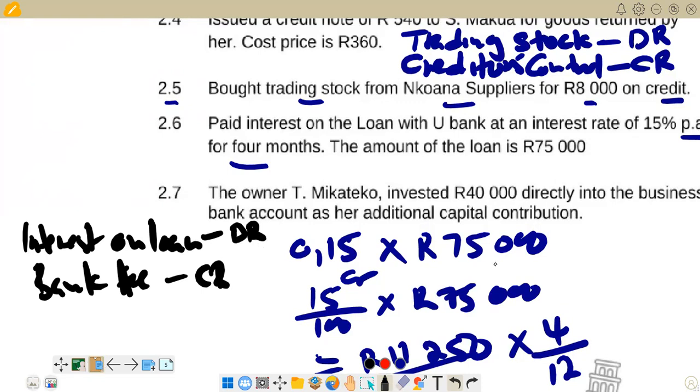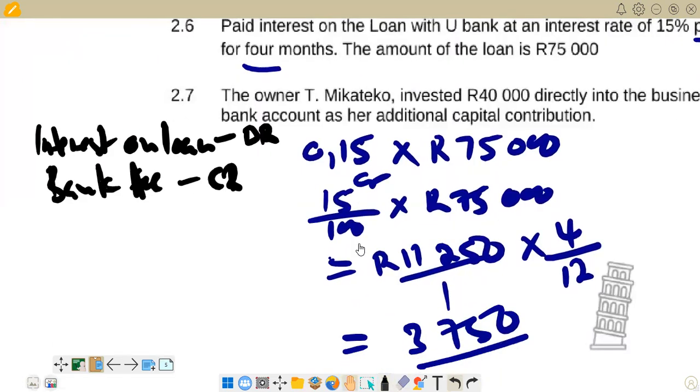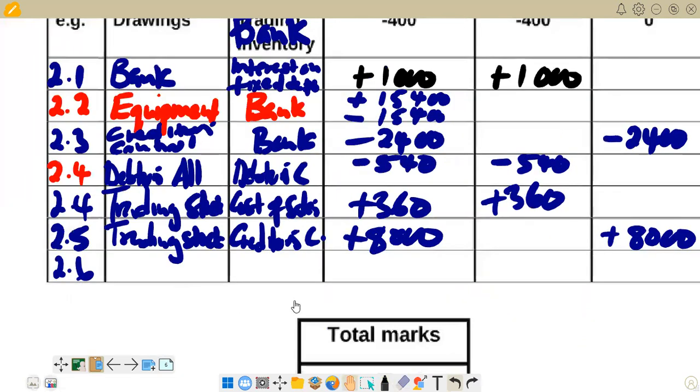And the amount that we are going to use, we have already calculated it here. It's going to be our 3,750. So we can go there and just summarize this one. So remember, here we are debiting interest on loan, and then we are crediting bank.